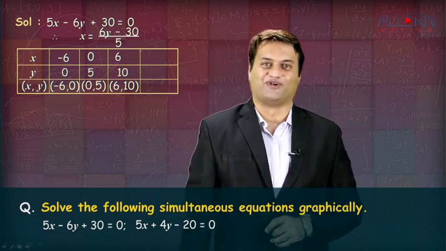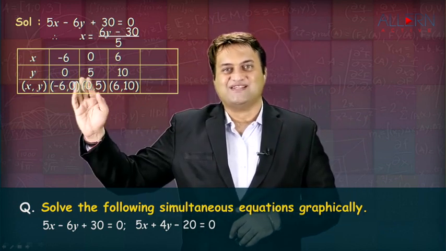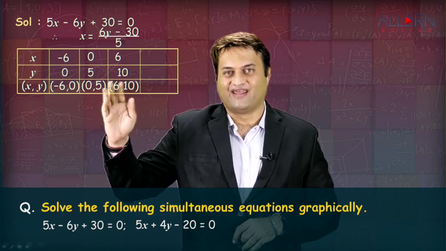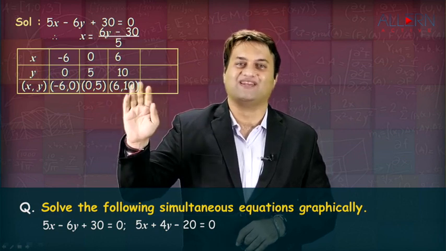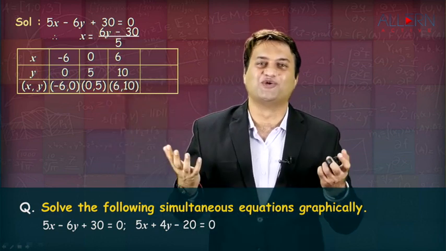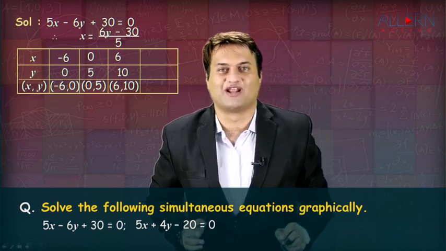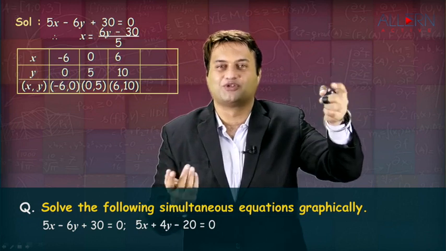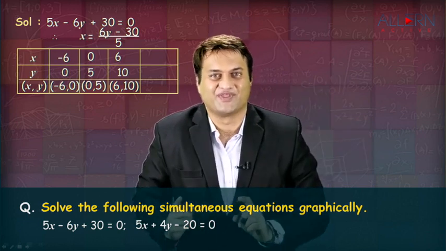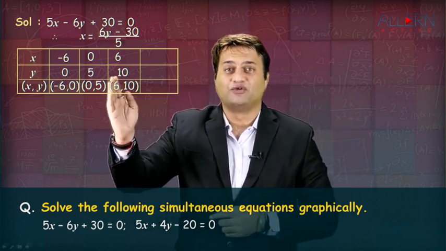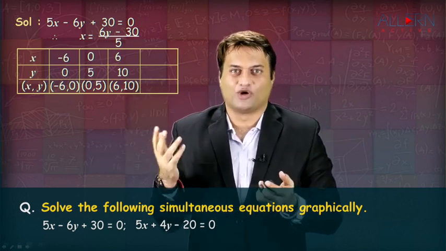Now something important. 0, 5, 10, next has to be 15. But we cannot take y is equal to 15 because you will not be able to fit it on the graph paper, right? 10 is the topmost point on the y-axis, right? So we need to take minus 5. That is what we have learnt.